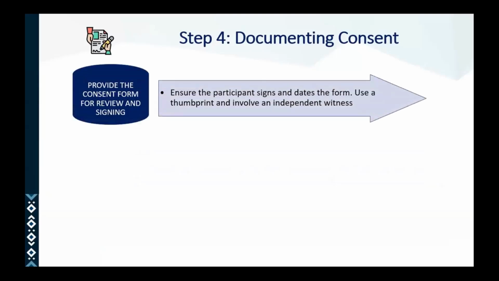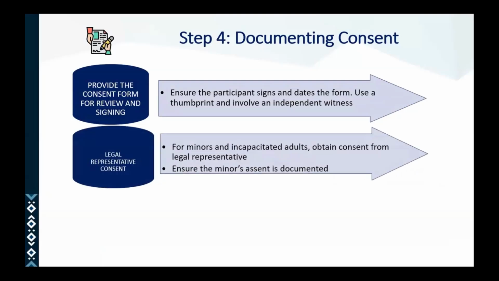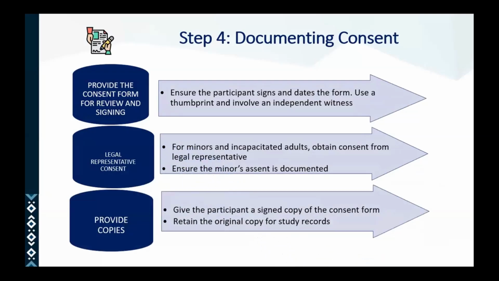Now, documenting the consents, you have to provide the consent form for review and signing. You ensure the participant signs and dates the form. Use a thumbprint and involve an independent witness where it is applicable. Legal representative consent. For minors and incapacitated adults, obtain consents from legal representatives. Ensure the minor's assent is documented where it is applicable. You provide copies. Give the participants a signed copy of the consent form. Retain the original copy for study records, which is very important.